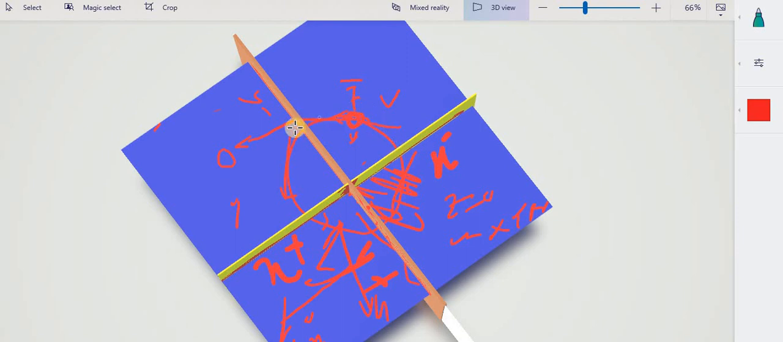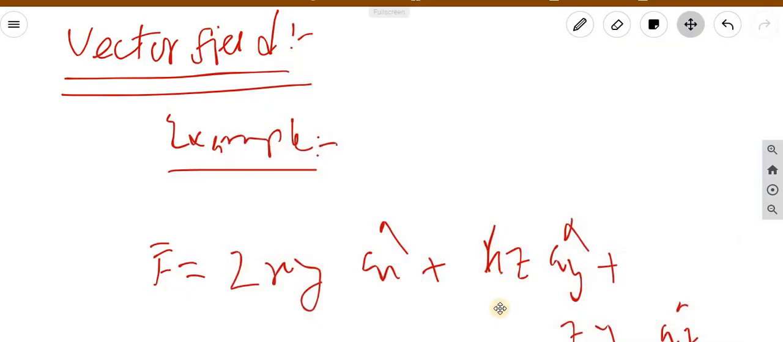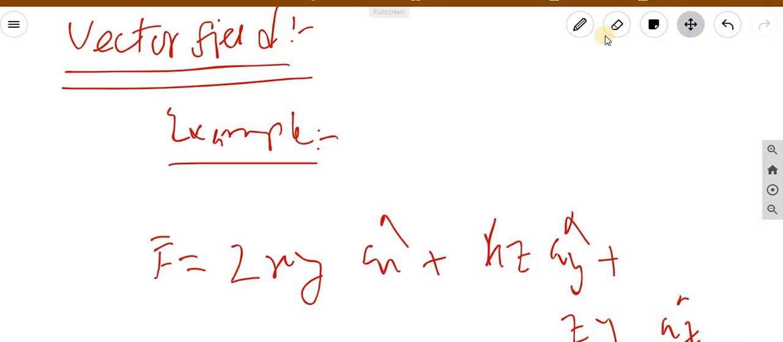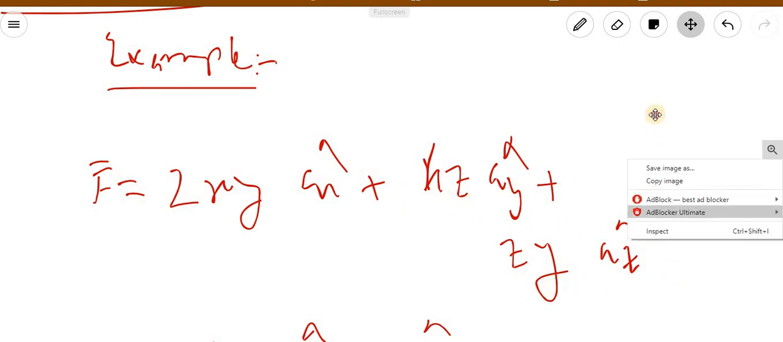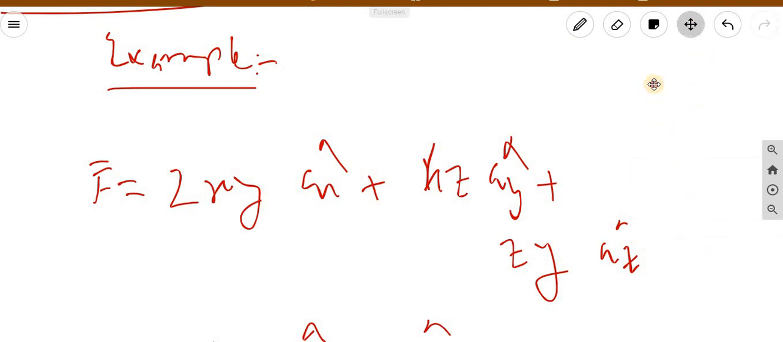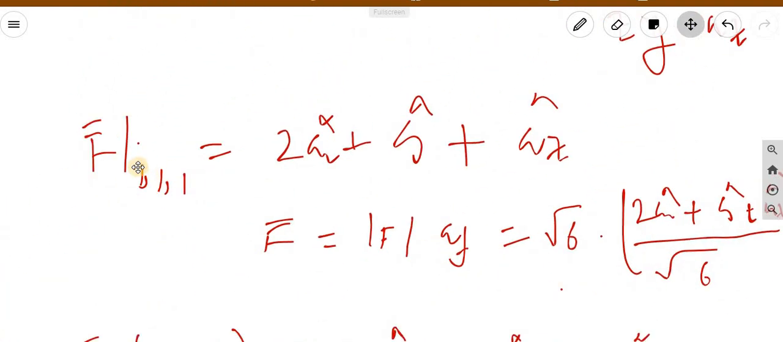So if that is there, then we can traverse in this way to move the particle along this circular path. Okay, suppose I am taking an example: F = 2xy ax + xz ay + zy az. Now at any point, say x1, y1 and z1.